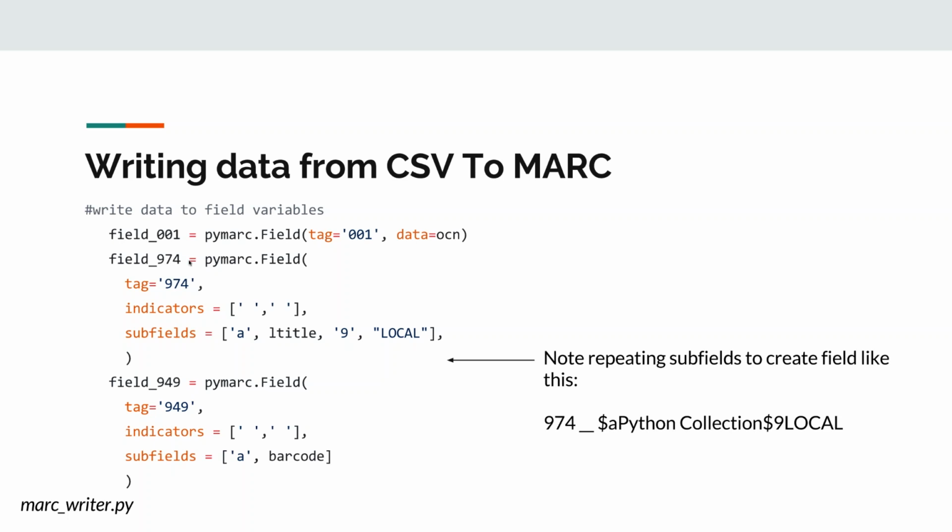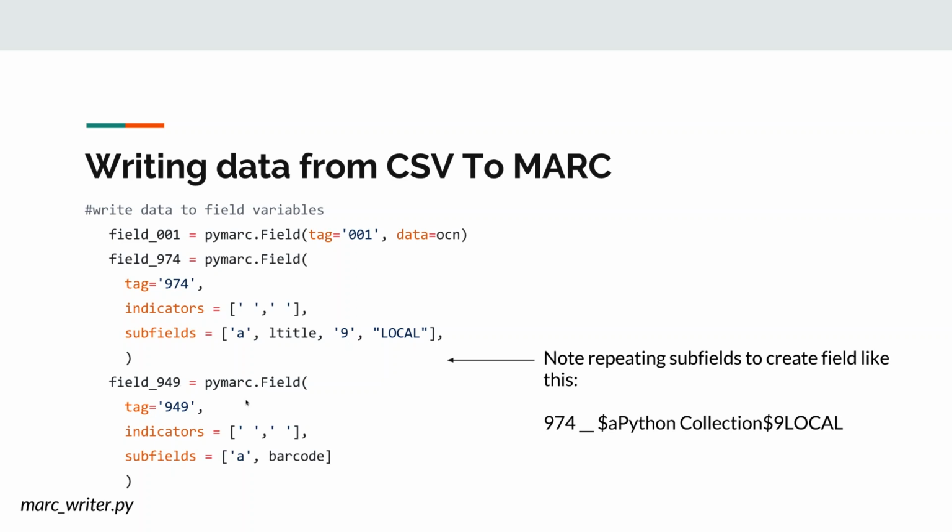Field 974, this one gets a little more complicated because we have some subfields in there. This is just our OCLC number, so it's just going in the 001. But in our subfields, I'm creating a 974. This is just like a local title in our system. It's a 974 tag. I've got blank indicators. Obviously, here's where you would put whatever indicators you're actually going to use. And here are my subfields. Notice that these are repeating. So subfield A is the contents of the LTitle variable. Subfield 9 is a static constant. I'm just going to say local.